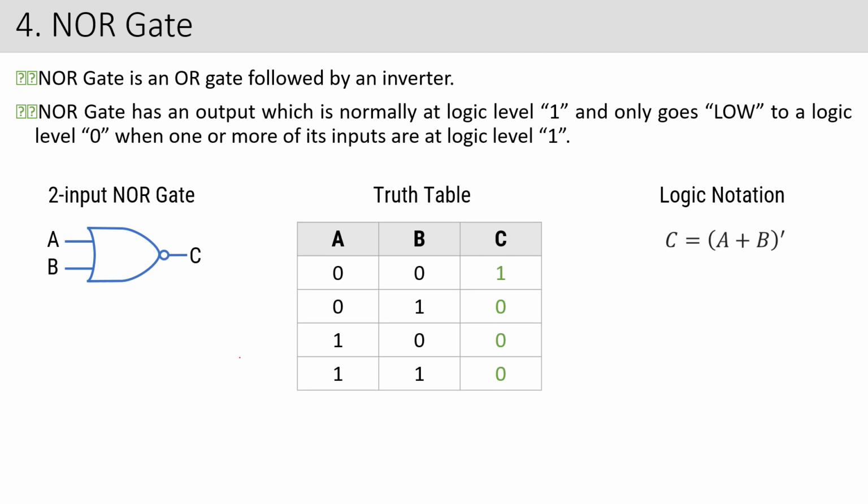Now you see the logic notation is (A plus B) complement. It means you are supposed to take A plus B first, and then you complement it. Whatever value you are getting for A plus B, just invert it and you are going to get the answer.